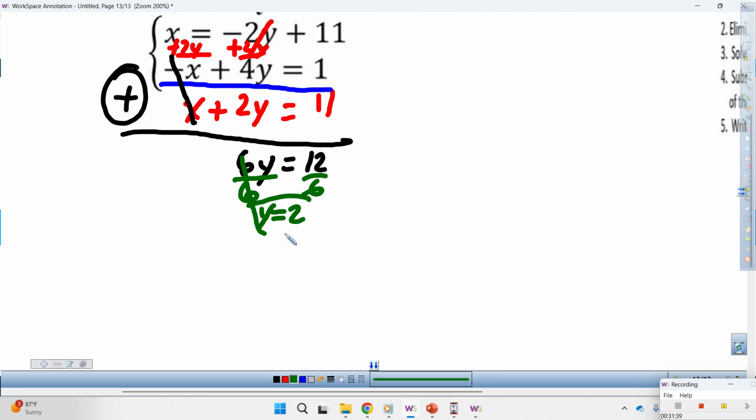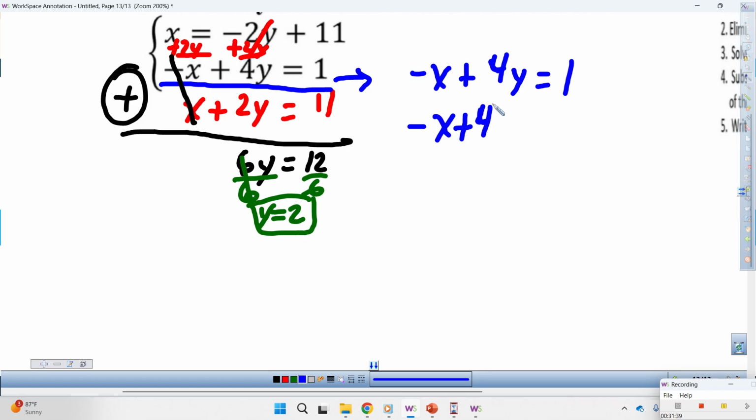y equals 2. Which equation do we want to use, the blue or the red? Gio, pick. Blue. All right, so I'm going to use this one. Negative x plus 4y equals 1. Negative x plus 4. If you have a number next to the variable, remember, open the parentheses for the variable to indicate multiplication. And what is y? y is 2. So, here we go.